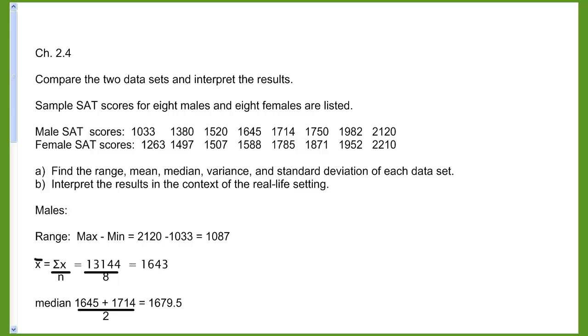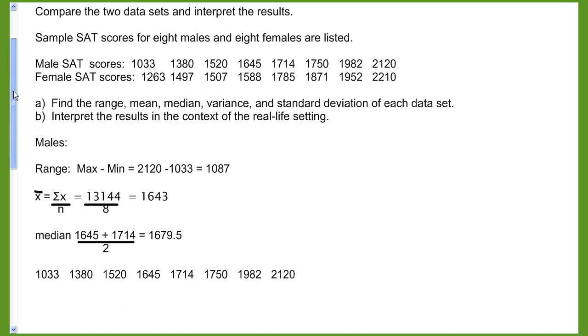This is a problem from Chapter 2.4, and it's comparing two sets of data, and you're going to interpret the data. You have SAT scores for 8 guys and 8 women, and these are samples because I know there are more than 8 that take the SAT. We're going to find the range, the mean, the median, the variance, and standard deviation for each set, and then we're going to interpret the results.